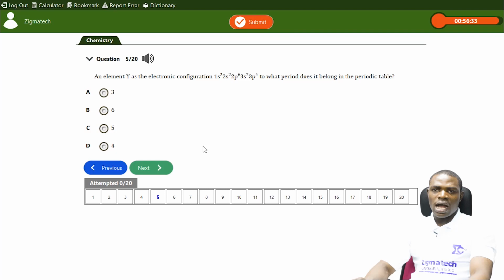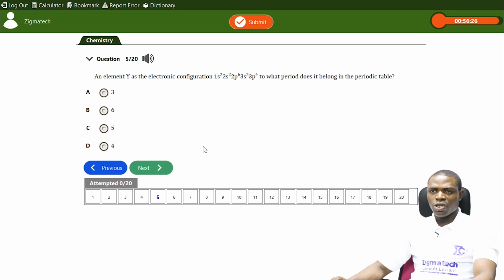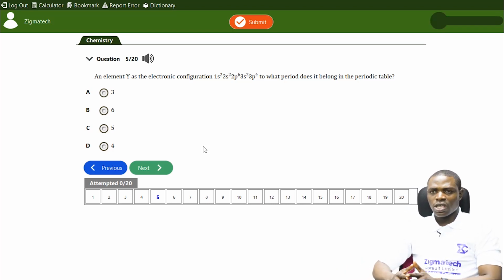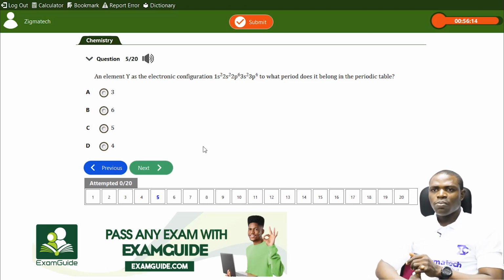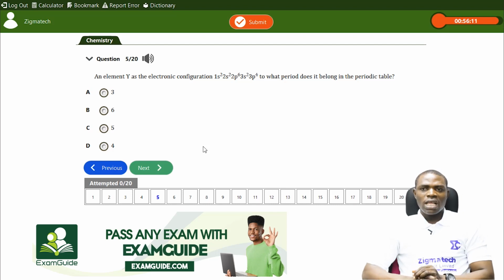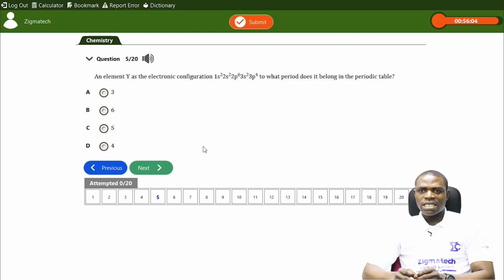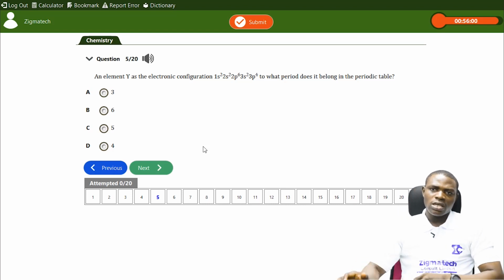An element Y has the electronic configuration of 1s2, 2s2, 2p6, 3s2, and 3p4. To what period does it belong in the periodic table? They are asking for the period of this particular element. Now look at the electronic configuration again: 1s2, 2s2, so 2 plus 2 is 4, plus 6 is 10, plus 2 is 12, plus 4 is 16. So that is sulfur. Which period does sulfur belong to in the periodic table? It belongs to period 3. So A is the answer.